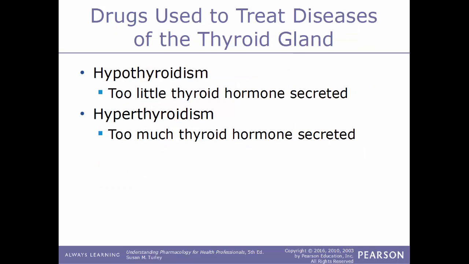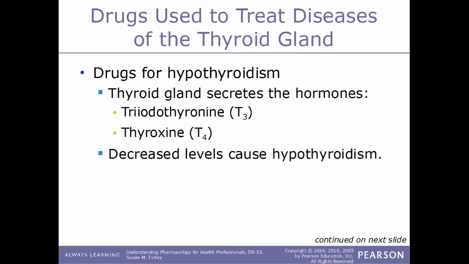Now we'll move into drugs that are used to treat diseases of the thyroid gland. Some common conditions regarding the thyroid gland would be hypothyroidism and hyperthyroidism. In hypothyroidism, there's too little thyroid hormone being secreted. And the opposite of that would be true for hyperthyroidism, where there's too much thyroid hormone being secreted.